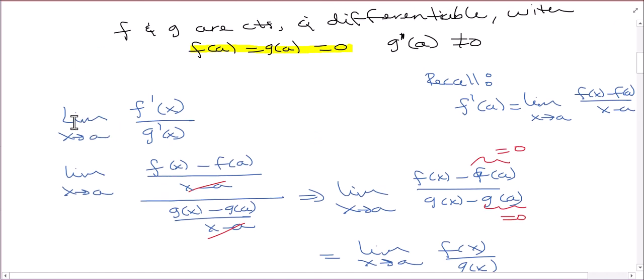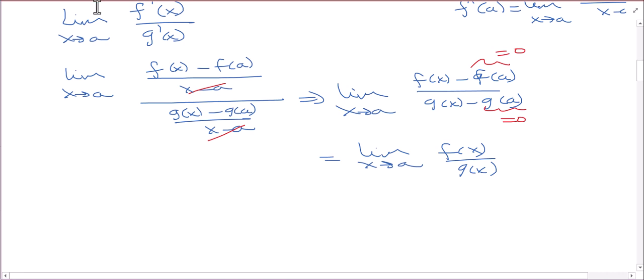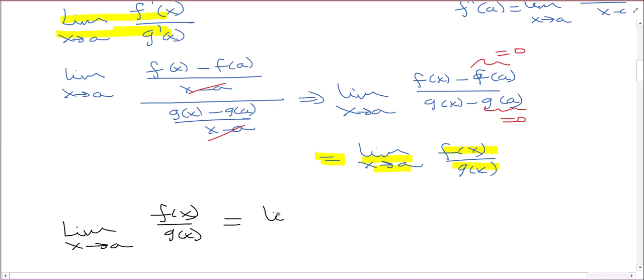And so notice that we start with the limit as x goes to a of f prime over g prime. Then this limit is equal to the limit of just those functions. So that is essentially what L'Hopital's rule is telling you, that if you have the limit as x goes to a of f of x over g of x, this is equal to the limit as x goes to a of f prime of x over g prime of x, right?